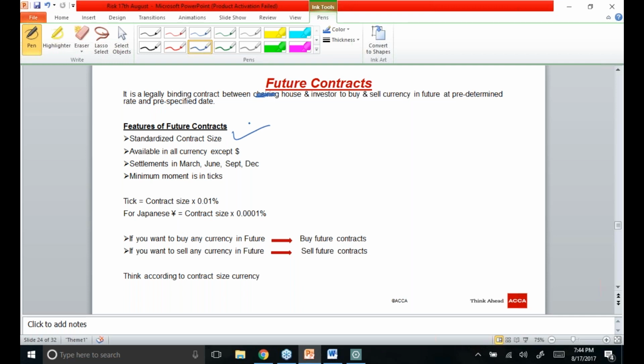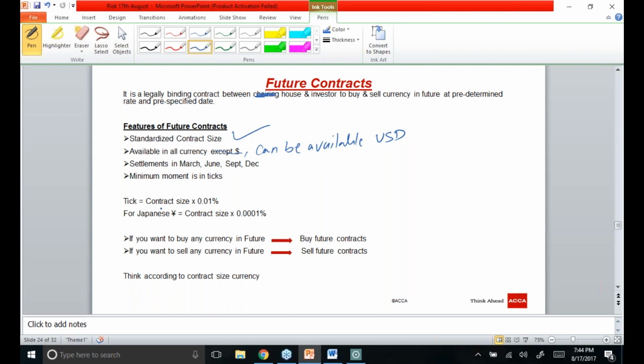It is available in all currencies except dollar, because normally all currencies are quoted against dollar, but it can be available in US dollars. Normally it is available in other currencies because all other currencies are normally quoted against dollar. Settlements are March, June, September and December.